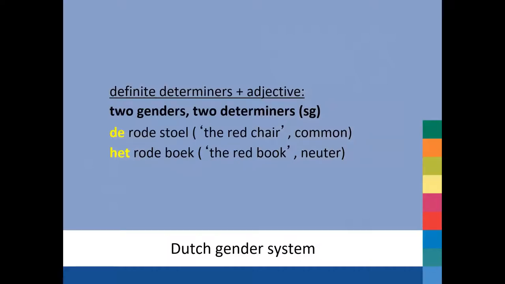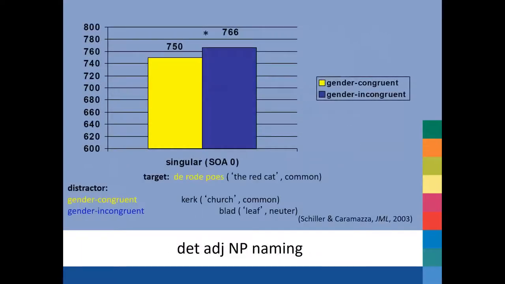What we also did was, because the original effect by Schriefers was done in a determiner adjective noun phrase, and we had never tested that in the beginning, we decided we should also replicate that, and we did. So we also find it in a case where people have to produce a determiner adjective noun phrase. And again, we can see that there's the gender congruency effect. So that seems to be fine.